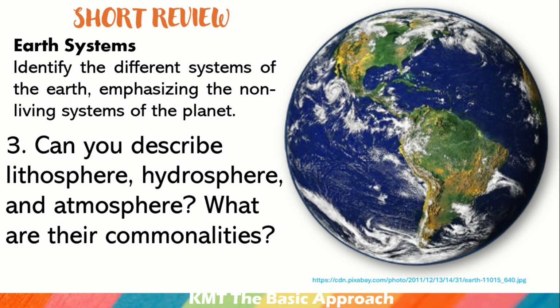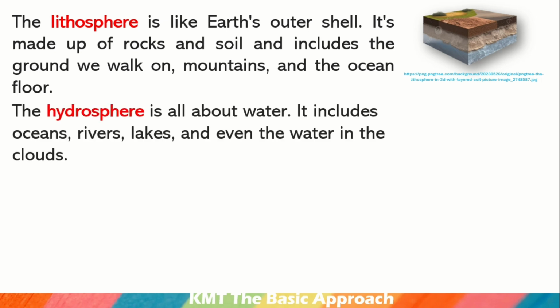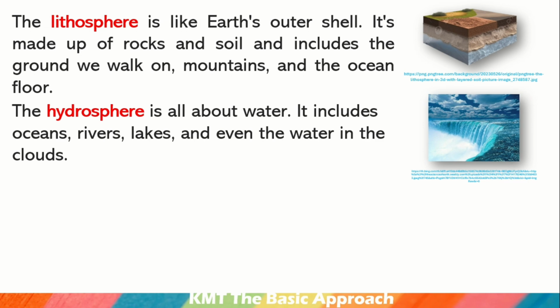Number 3. Can you describe lithosphere, hydrosphere, and atmosphere? What are their commonalities? Now listen very carefully. The lithosphere is like Earth's outer shell. It's made up of rocks and soil and includes the ground we walk on, mountains, and the ocean floor. The hydrosphere is all about water. It includes oceans, rivers, lakes, and even the water in the clouds.